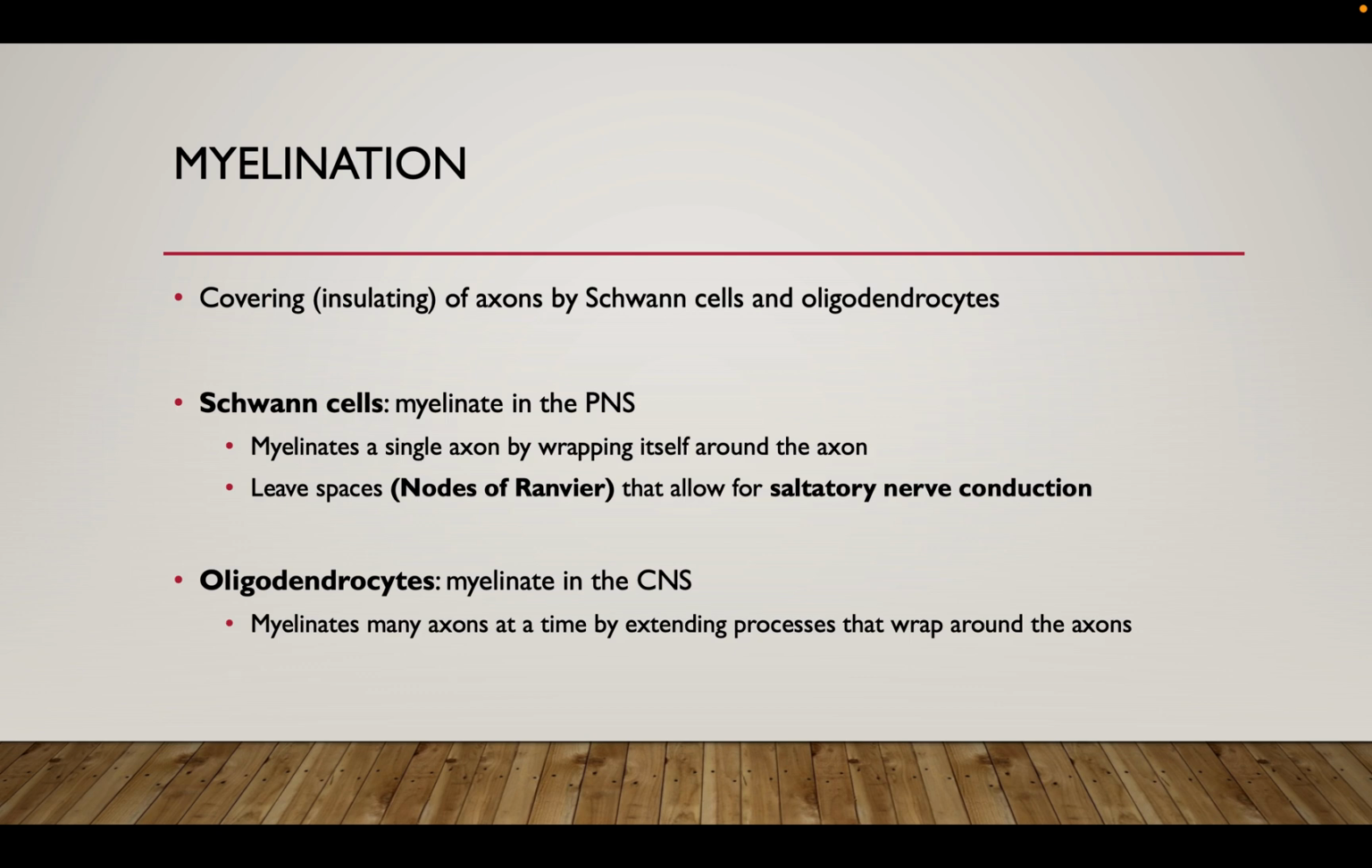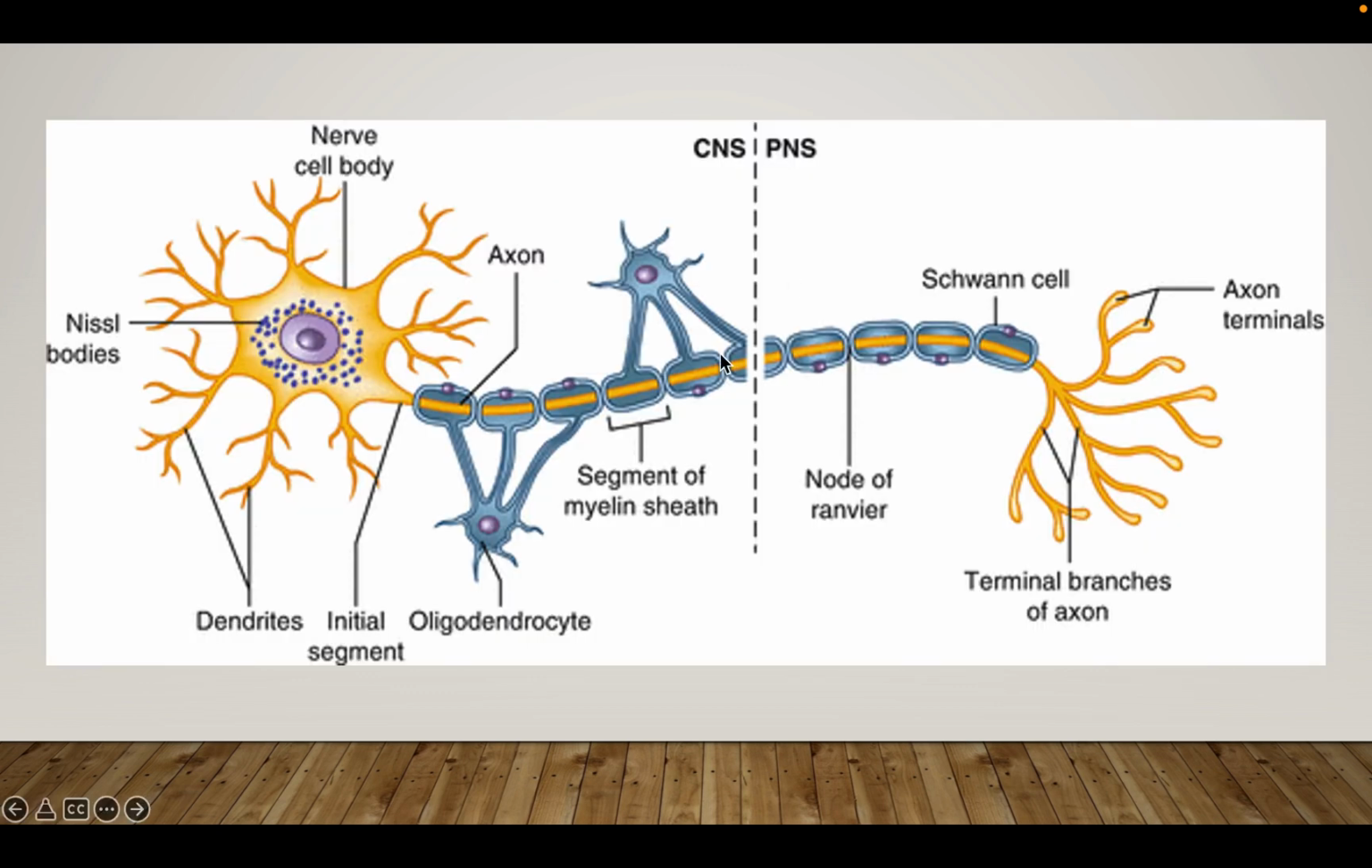So what this will end up leading to is that the action potential is able to travel very quickly, and we call this quick type of impulse conduction saltatory nerve conduction. We'll look at a contrasting type called continuous nerve conduction. And then we have oligodendrocytes in the central nervous system, and these may myelinate many axons or several portions of an axon at a single time by extending small little processes to wrap around the axon. So here we can see oligodendrocytes here and here.